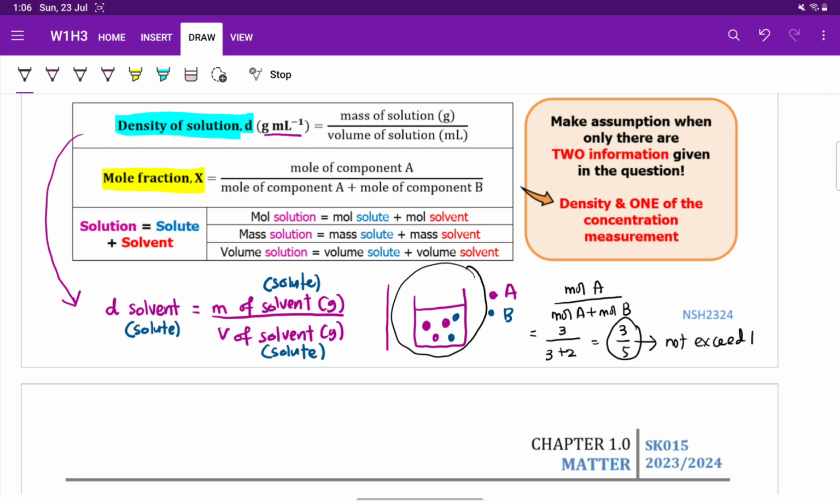Okay, next. Ini adalah equation tambahan, yang mana ini adalah penting. It's a simple equation actually. Untuk solution, for us to have a solution, solution actually adalah hasil tambah solute plus solvent. So, daripada sini, kita boleh pecahkan kepada equation mole, mass and volume. So, mole of solution equals mole of solute plus mole of solvent. Mass of solution equals mass of solute plus mass of solvent. Volume of solution equals volume of solute plus volume of solvent.